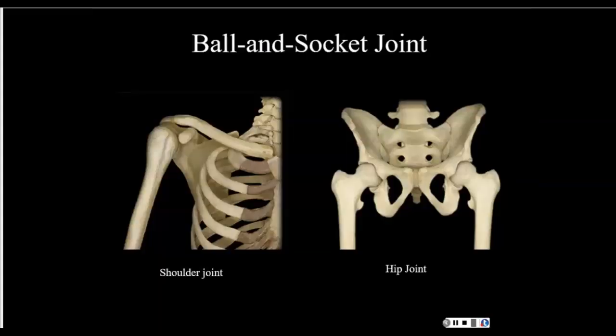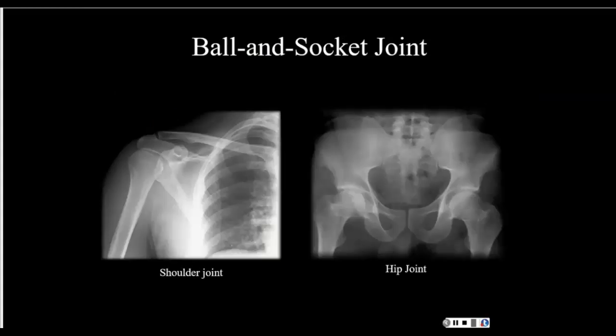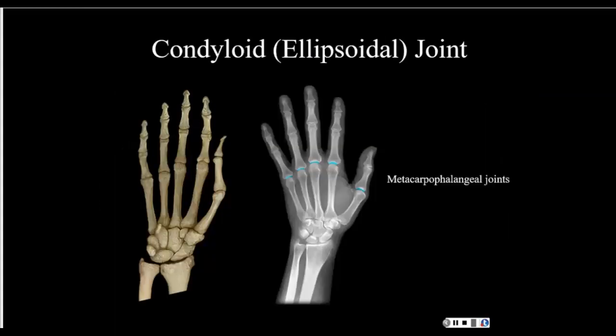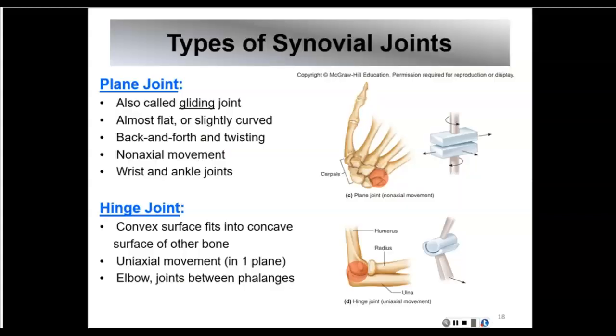Here's your ball and socket, which is the shoulder and the hip. And here are your metacarpophalangeal joints, which are called condyloid or ellipsoid joints. The plane joint is also called a gliding joint. It's almost flat or slightly curved. It gives a back and forth and twisting motion. Think of your wrist and ankle joints.